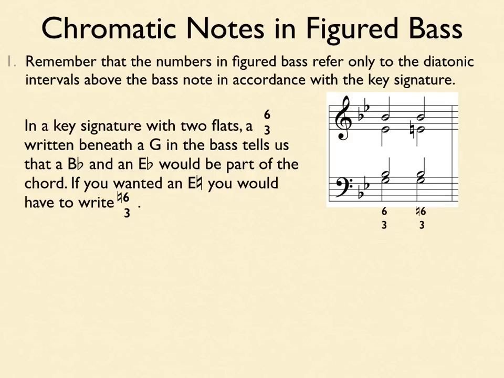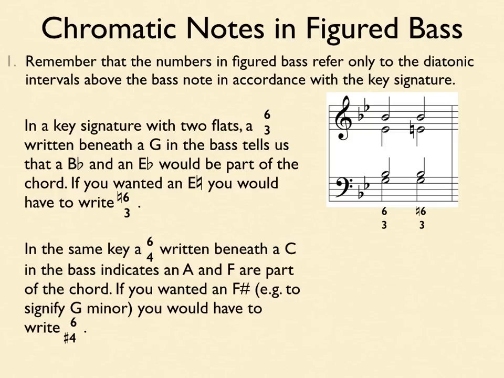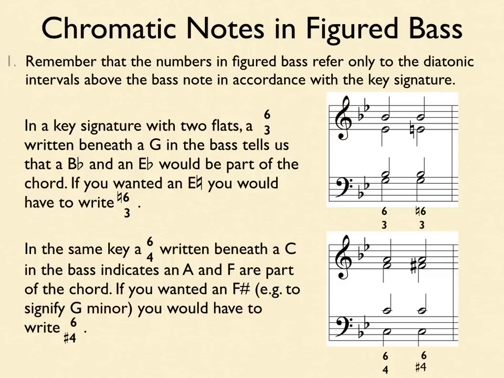So let's keep it in the same key and say we have a 6/4 written beneath a C in the bass. That indicates an A and an F are part of the chord. So again, just to take the first chord there in that second example, you have a C in the bass and you have 6/4 written underneath that C, which means you need a 4th and a 6th above that C.